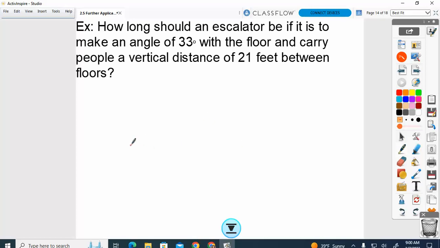So if we're drawing a triangle, the escalator is the slanted side, the hypotenuse. And then I could turn this into a right triangle. So we're trying to find how long the escalator is, so we're looking for this hypotenuse. The angle of 33 degrees with the floor, where would that go? With the floor. The floor is down at the bottom. Carries people a vertical distance of 21 feet, so that side is 21.